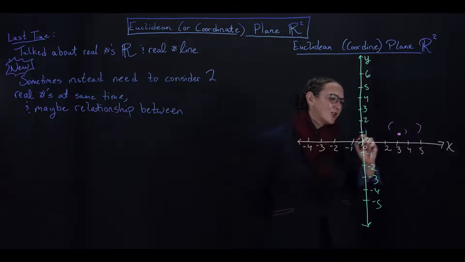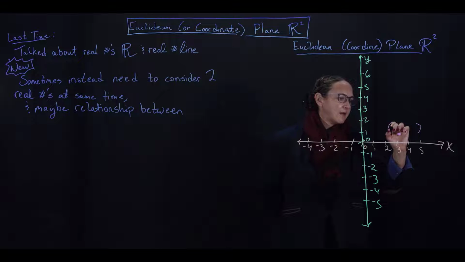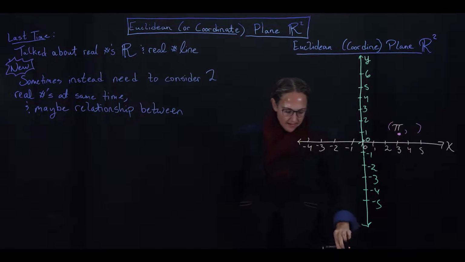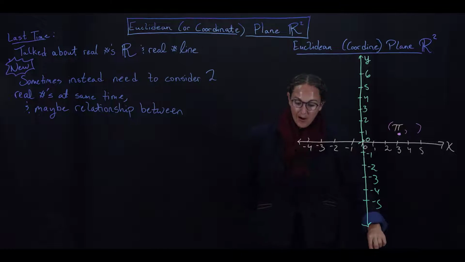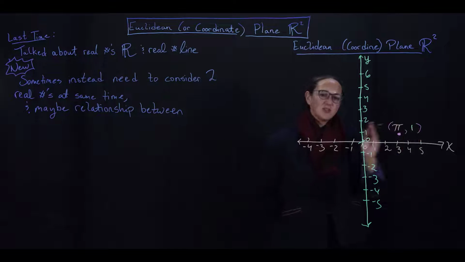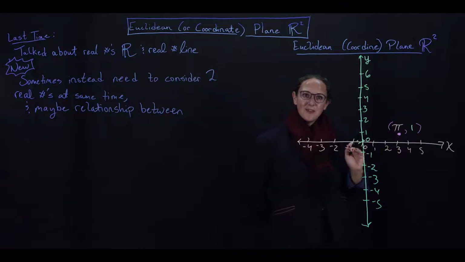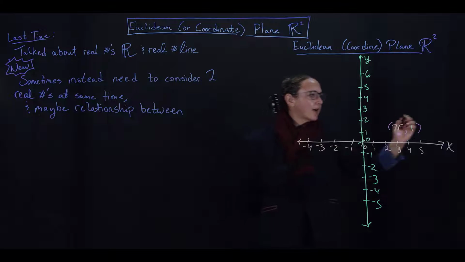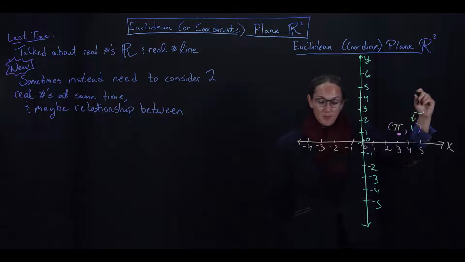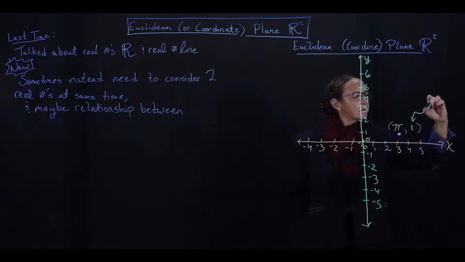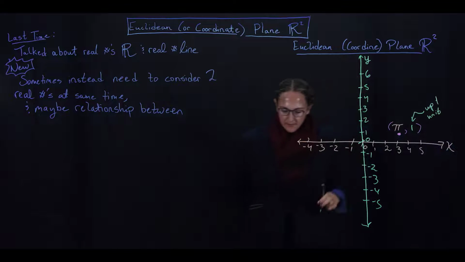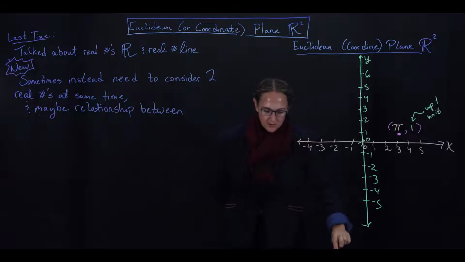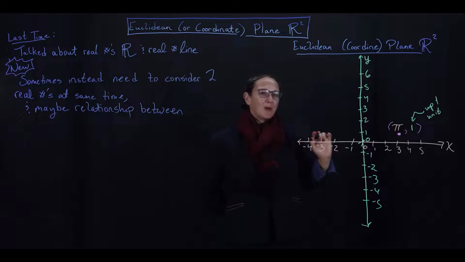So I said I'm looking at the point (pi, 1). The first coordinate comes from how far to the right I went, and the second coordinate comes from how far up I went. Because these are both positive numbers, it's to the right and up. If they were negative, it would be to the left and down. So this one tells me that I went up 1 unit, which is why I put that there. And this one over here told me that this is to the right pi units.